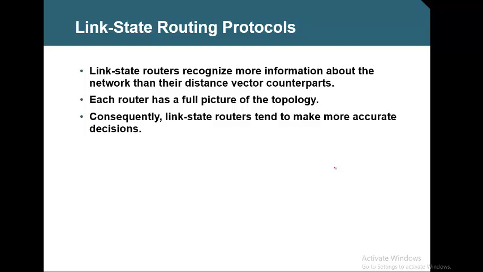What I'm trying to say is the routing protocol can make an accurate path selection because it has the complete topology information in its database.